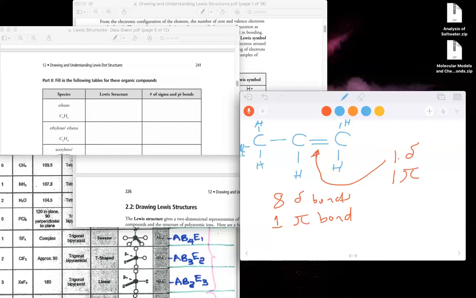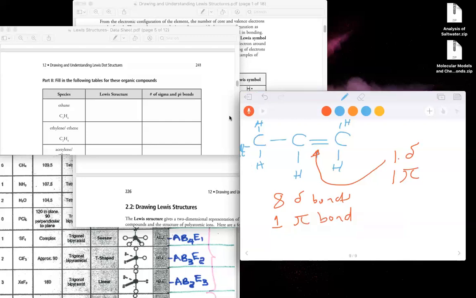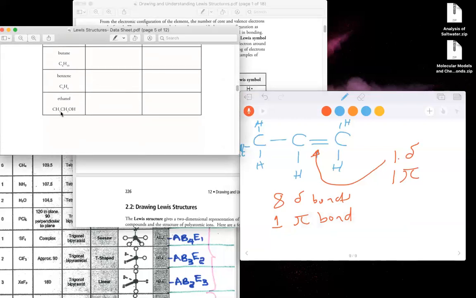That takes care of part 2. You'll have to look in the lab manual at how to draw the structure for ethanol, build the molecule, and how to organize electrons around oxygen. Okay, oxygen. Any question?